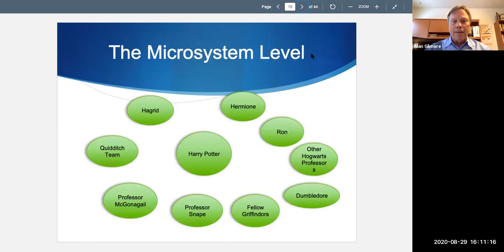So what I've done is I've taken a character from literature. Hopefully, maybe some of you are familiar with Harry Potter. And I've used Harry as sort of in the client role in terms of trying to define and explain what all these different levels are. So within the microsystem level for Harry, if you look at the circle around him, these are all of the people that he typically has a relationship with and probably sees every single day.